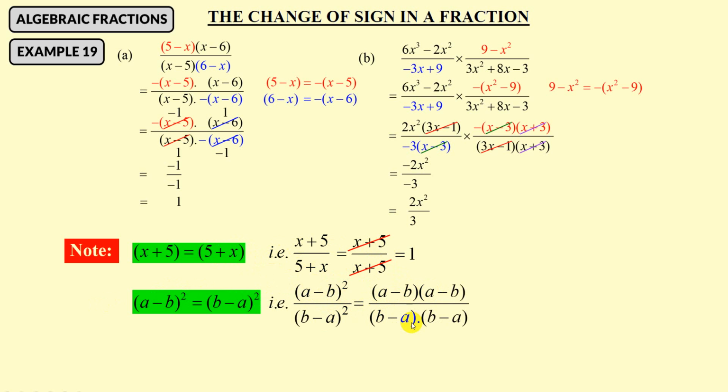Now I can do the sign changes, the same as we did up here in those ones. And so this will become negative of a minus b, negative of a minus b. There it is. Now we can cancel the a minus b's. And we're left with 1, because a negative times a negative is positive.